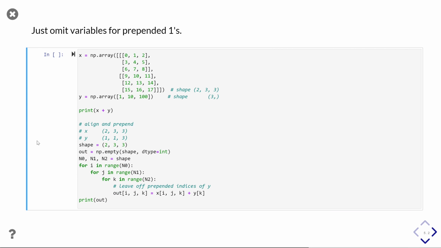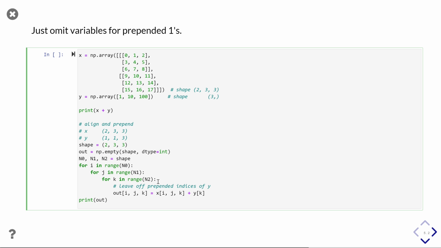This example shows how to think about it when you have one array that doesn't have as many dimensions as the other. And the rule here is just omit the variables whenever you prepended 1s to the dimension. In this case, I have X, which is a 2 by 3 by 3, which is essentially two 3 by 3 matrices. There's one, and there's the other. And I have a single 3-element array. We right align the dimensions, and we can tell that they're compatible. 3 matches 3, 3 matches 1, and 2 matches 1. And the resultant shape is 2 by 3 by 3.